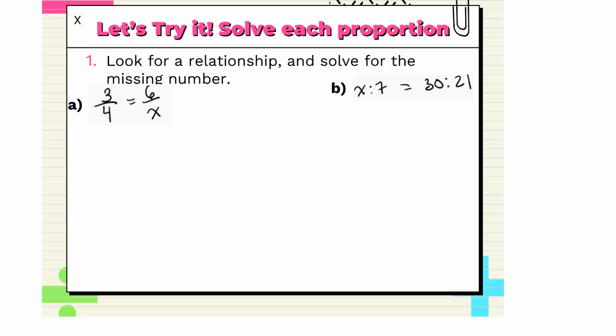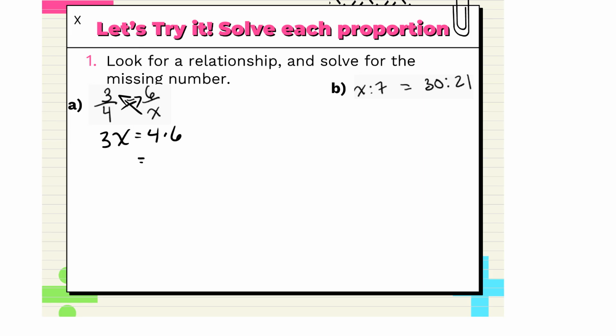We've got 3 is to 4 as 6 is to x. We want to get the x all by itself. Ultimately, we want to know what x is equal to. So we're going to cross multiply, and we end up with 3x is equal to 4 times 6.